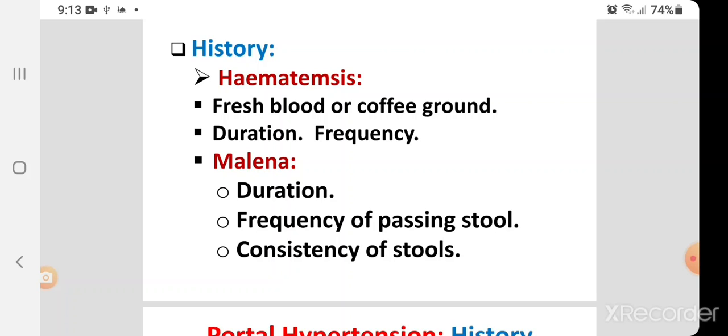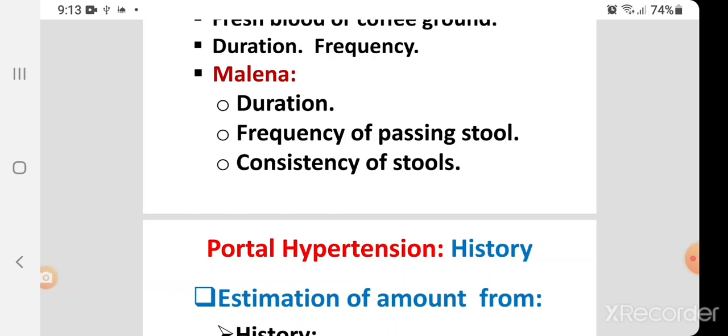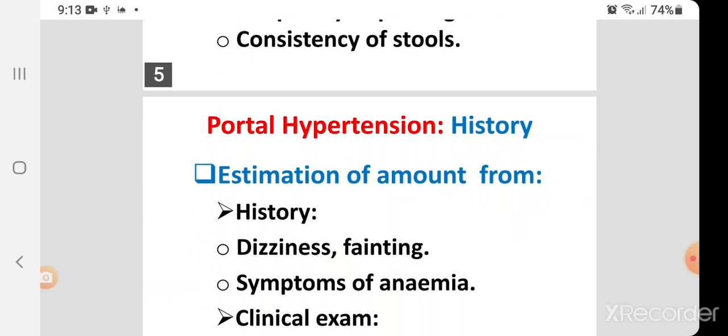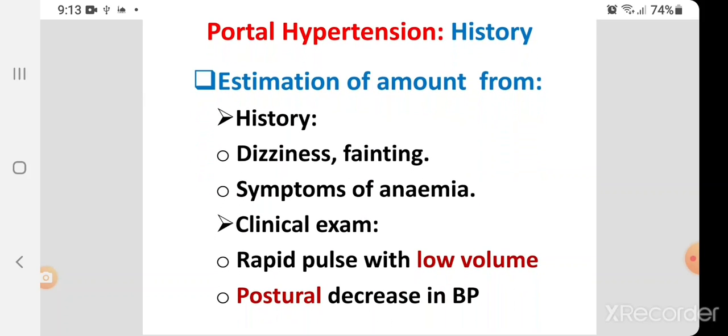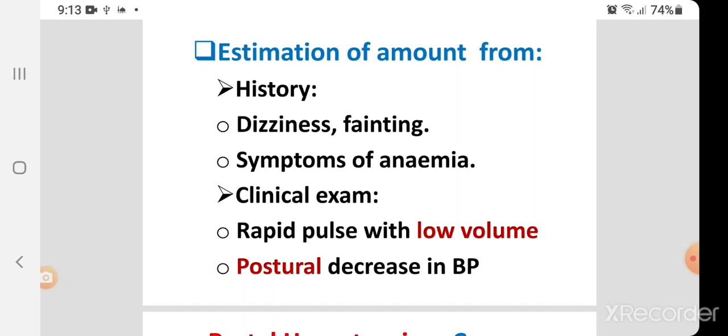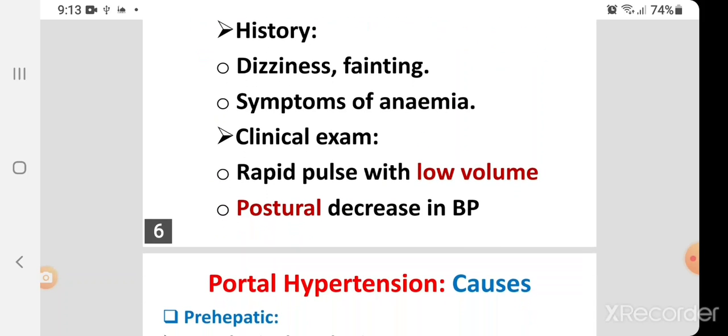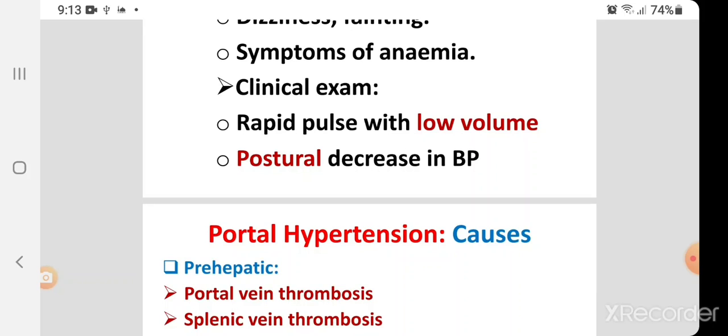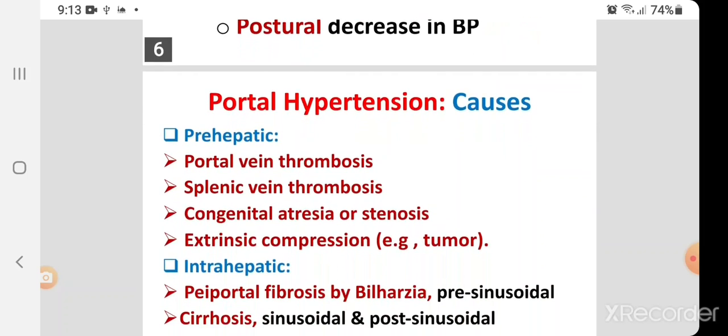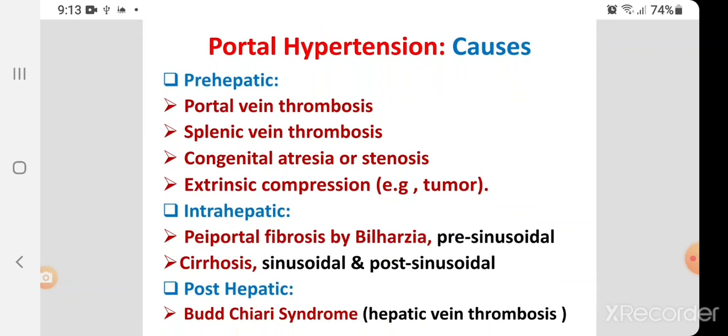History: I have given you the history of upper GIT bleeding, hematemesis, and melena. Please go back to the first lecture and know about fresh blood or coffee ground blood, duration, frequency, and about melena, duration, frequency of passing stool, consistency of stool. All this I have given you in the previous lecture. Also estimation of the amount of blood, history of dizziness and fainting, symptoms of anemia, clinical examination, rapid pulse with low volume, postural decrease in blood pressure. I have given you these in the previous lecture. There is no need to repeat them. Just go back to that lecture and listen to them.